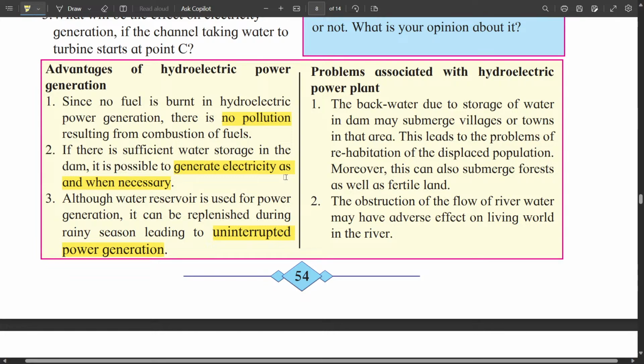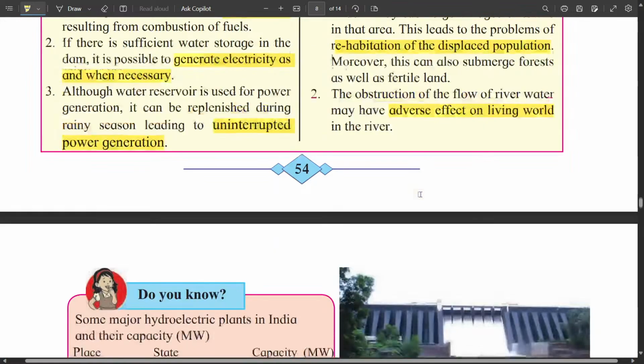The problems associated with hydroelectric power plant are the backwater due to storage of water in dam may submerge villages or towns in that area. This leads to the problems of rehabilitation of displaced people. Moreover, this can also submerge forest as well as the fertile land. Obstruction of the flow of river water may have adverse effect on the living world in the river.